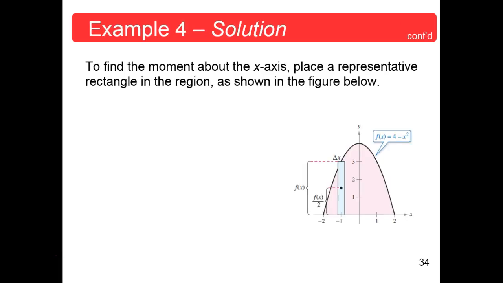Yeah, I remember. And to find the moment about the x-axis, place a representative rectangle. They did it over here. It doesn't matter where you do it. Now, remember what you're doing. It's mass times the displacement, okay? The mass is the length times the width of this thing times its density. And this is 4 minus x squared times the width, which is your dx, times your density, which is rho.